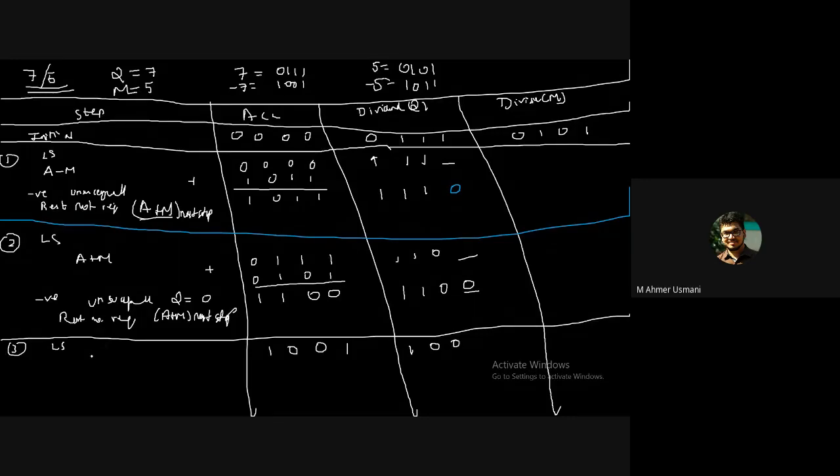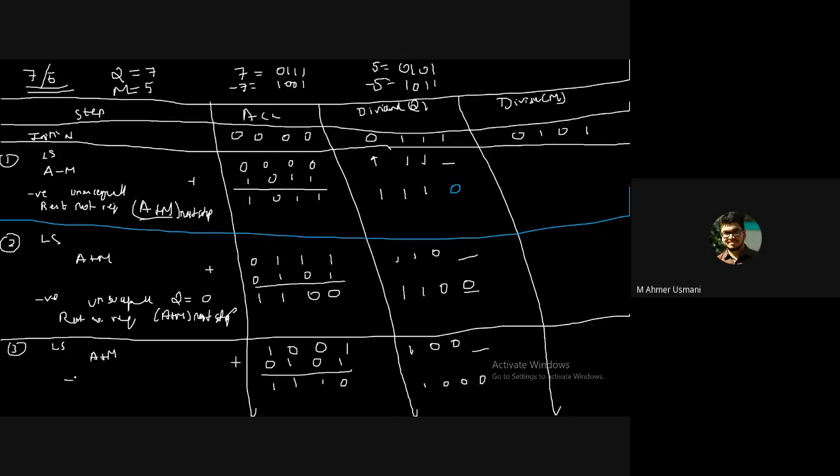After this, instead of performing A minus M, we'll be performing A plus M because the previous case was unsuccessful. So again, add 5 to this. So 0, 1, 0, 1. Add this number. You'll get what? 0, carry 1, 1, 1, 1. So again, this vacant bit will be made as 0 because it is unsuccessful.